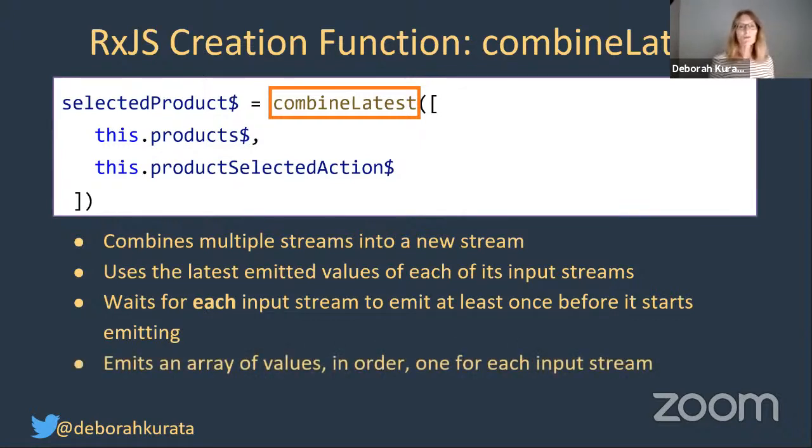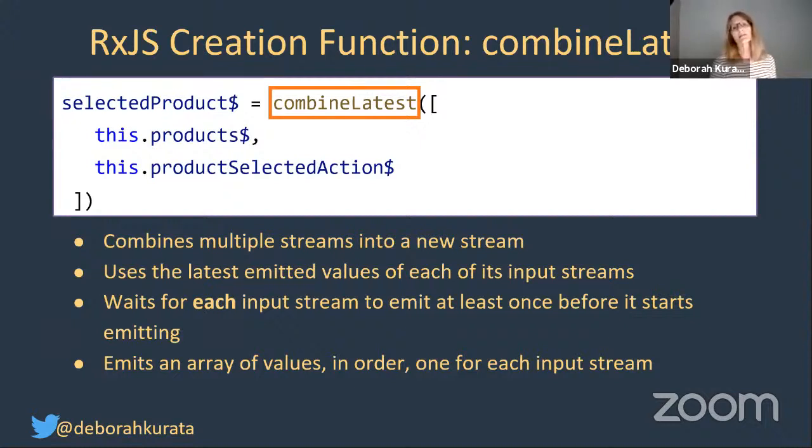So what does this do then? Once the products$ stream has emitted our set of products and this productSelectedAction$ has emitted at least once, it will emit an array of values in order, one for each input stream. And before I talk too much about what that line means, I just want to bring back the idea of a subject and behavior subject.